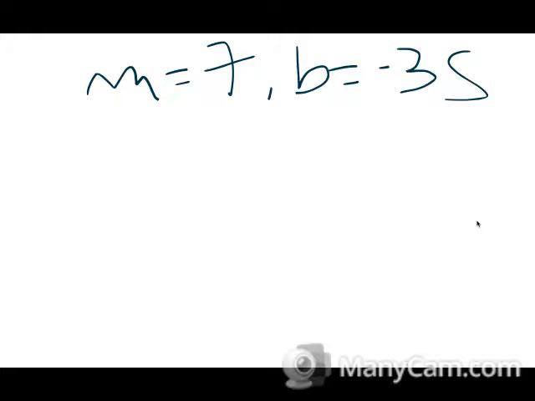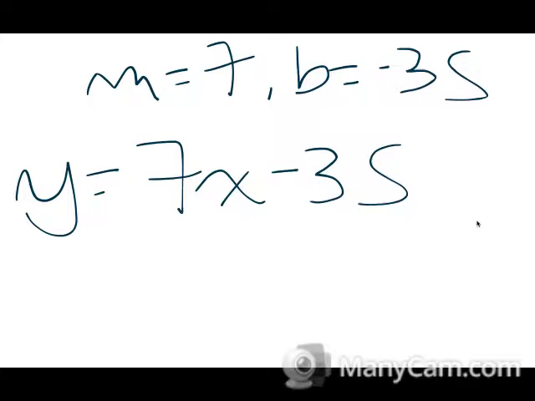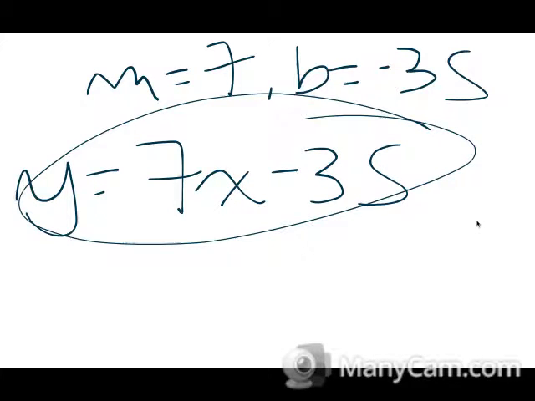Now we know what our b is, and we know what our m is. So our equation is y equals 7x minus 35. And that's our equation. The reason y and x stay as y and x is because they always change, so keep y and x as variables.